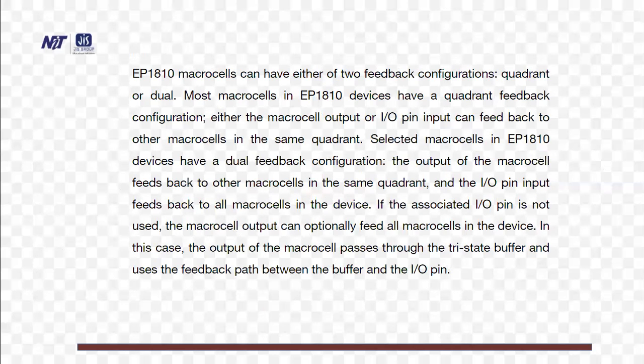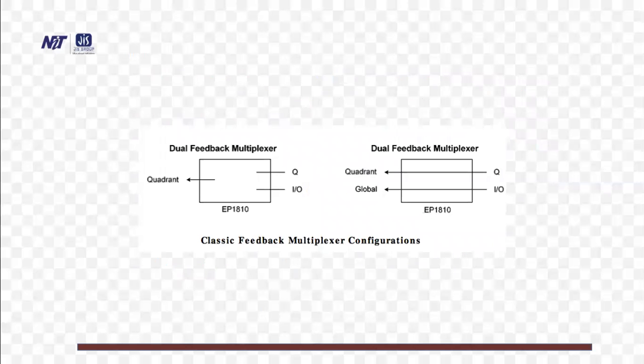If the associated IO pin is not used, the macro cell output can optionally feed all macro cells in the device. In this case, the output of the macro cell passes through the tri-state buffer and uses the feedback path between the buffer and IO pin. So this is the classic feedback multiplexer configuration.